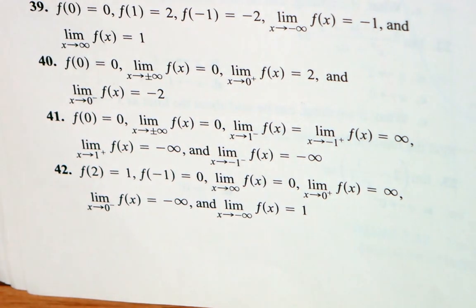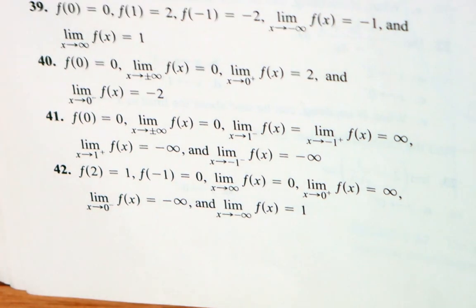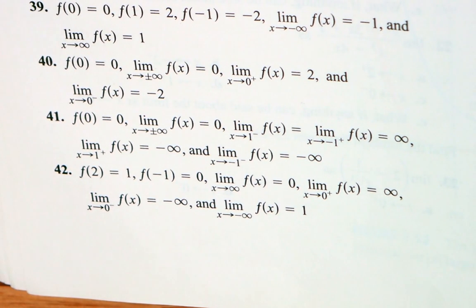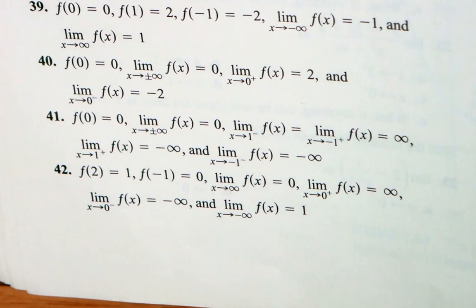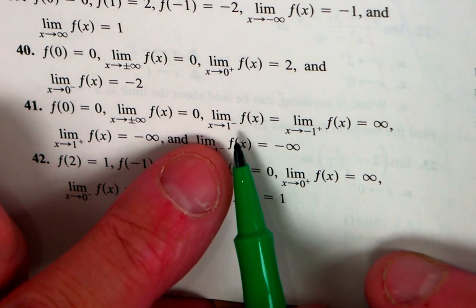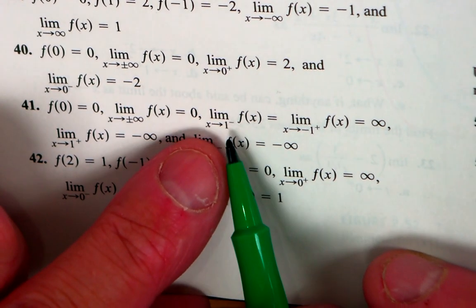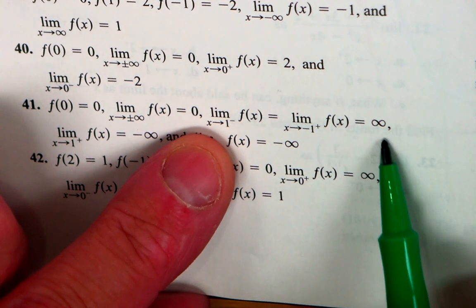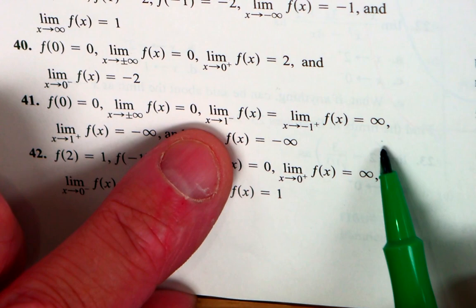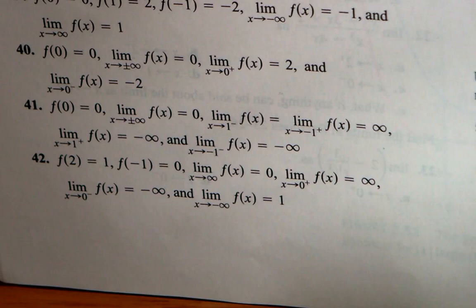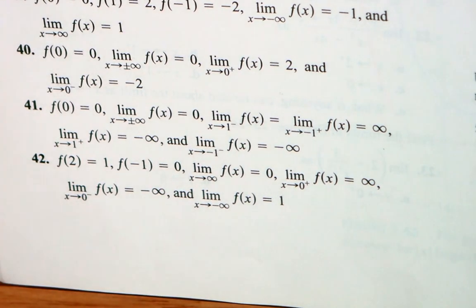Let's see. Can I see it? Wait, let me see. Okay, but let's check some things. Here it says, as I'm approaching 1 from the left, it's positive infinity. So wait, then it would be going this way. I'm not sure. It would be going this way then, wouldn't it? Okay, wait, no, I'm so confused.